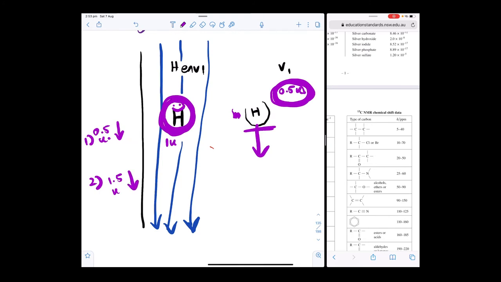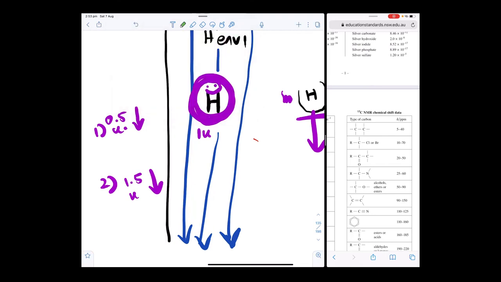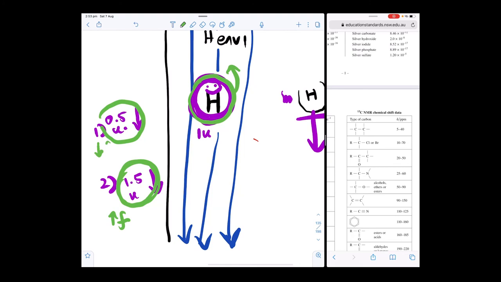So do you all agree this will result in two slightly different radio wave frequencies? Because at these two different points, the slightly different magnetic field strength experienced by this hydrogen means it will require two slightly different radio wave frequencies to excite it and spin it up. Do you all agree? So in scenario two, I'll require a greater radio wave frequency because there's a greater magnetic field strength. In this scenario, I need a slightly lower frequency. Is everyone with me so far?